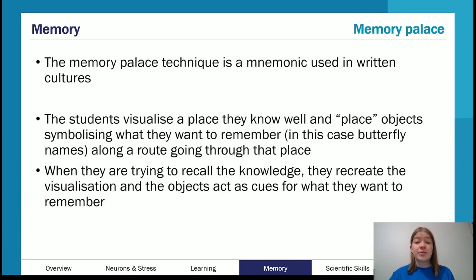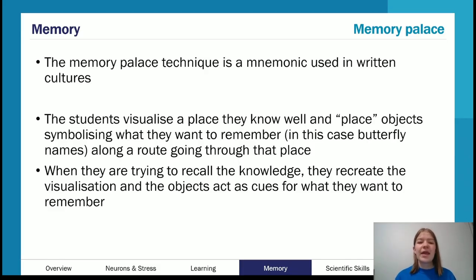This was contrasted with the memory palace technique, which is a mnemonic used in written cultures. Again, this is focused on locations. We're looking at the method of loci here, where we're tying things into particular places. So the students visualize a place they know well, and then they place objects symbolizing what they want to remember along a route going through that place. So in this case, it was knowledge tied into the butterfly names that they would store and then mentally place within a location they're familiar with, for example, their home. Then when they're trying to recall the knowledge, they visualize that home environment and then walk on that path where they've placed the objects, with the objects acting as cues for the information that they want to remember.